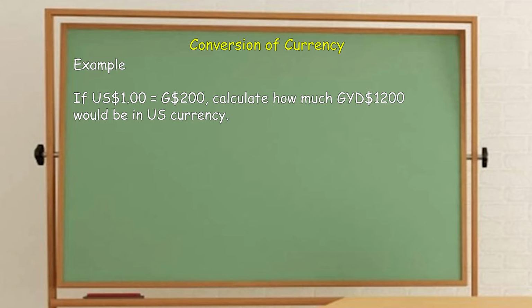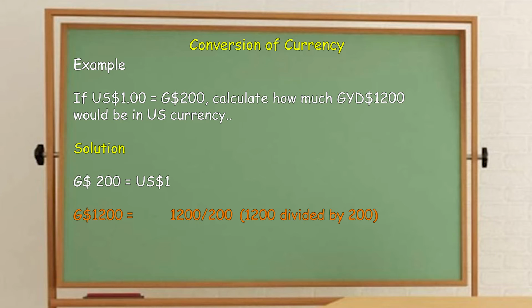In this example, we will be converting Guyana dollars to US currency. If 1 US dollar equals 200 Guyana dollars, calculate how much US dollars 1,200 Guyana dollars would be in US currency. Solution: 200 Guyana dollars is equal to 1 US dollar. Therefore, 1,200 Guyana dollars will be equal to 1,200 divided by 200.